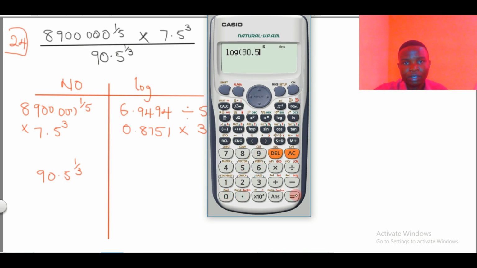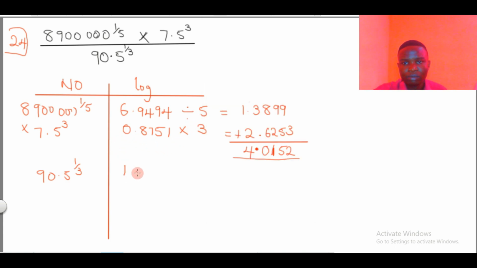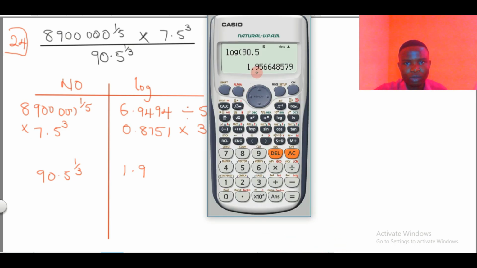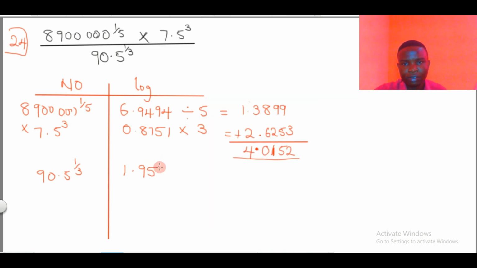90.5. So log 90.5 is equal to 1.9566. So since I have the power of 1 over 3 here, I will divide it by 3. Just as we did here, the power of 1 over 5, I will divide it by 5.